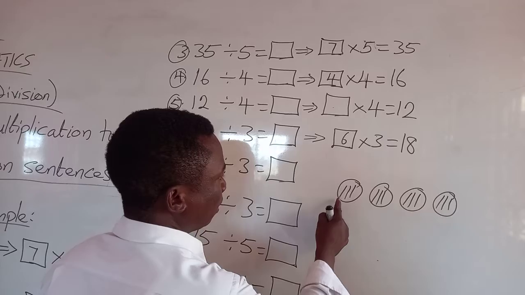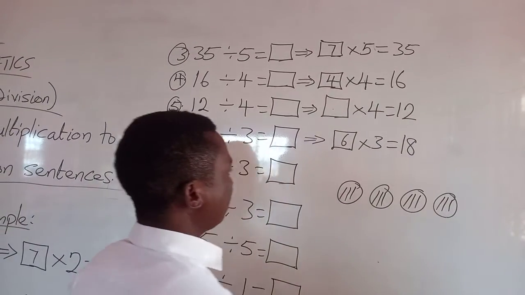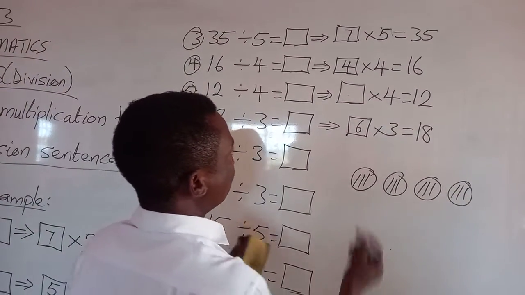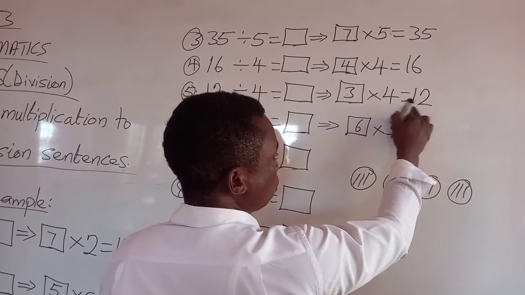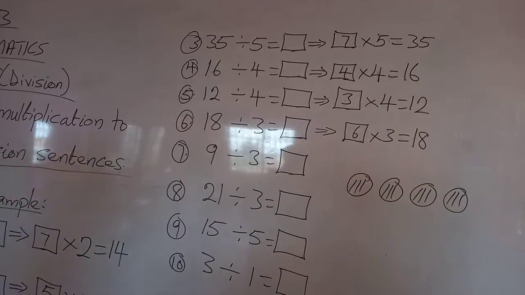Then you count. 1, 2, 3, 1, 2, 3, 1, 2, 3, 1, 2, 3. Therefore, 12 divided by 4 will give us 3. This means that 3 times 4 will give us what? 12. 3 times 4 will give us 12.